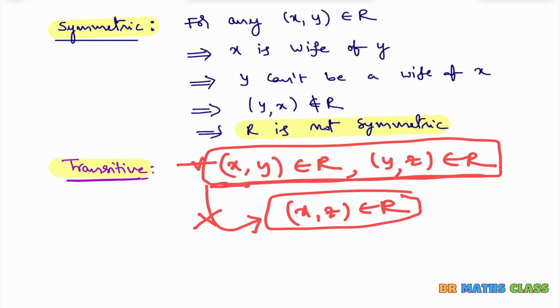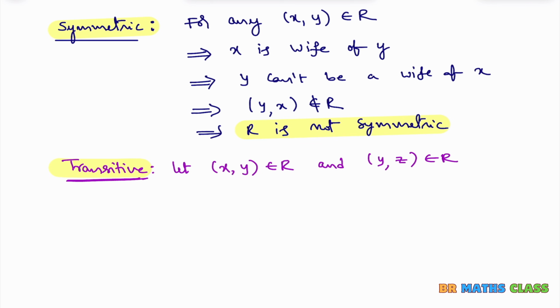We directly say that that relation is transitive, that we already discussed in earlier problems. In the theory part also we discussed. If x comma y, y comma z exists, then we look for x comma z. If x comma y, y comma z doesn't exist, then we don't look for x comma z. We directly say the relation is transitive.